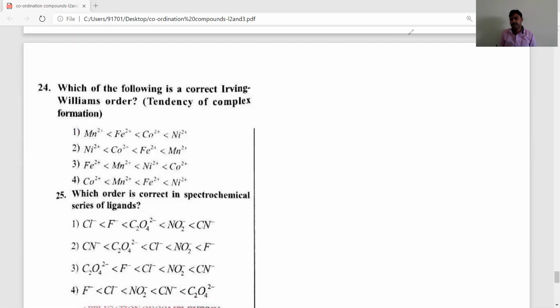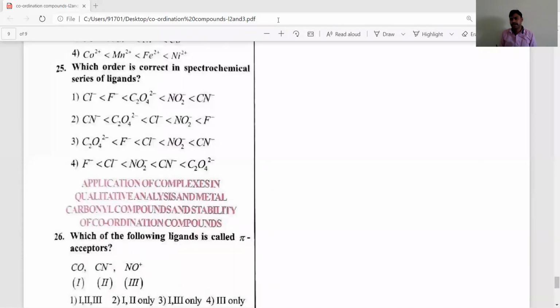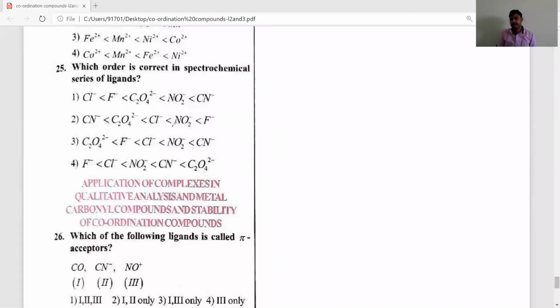Okay, let's see the 25th question, dear students. According to crystal field strength, the spectrochemical series: CN is a strong field ligand, later NO2 minus, after that oxalate ion, then fluoride ion, and then chloride ion. So the correct ligand field strength order is the first option, according to the spectrochemical series. If the ligand field strength increases, the delta naught value increases and the stability of complexes also increases.